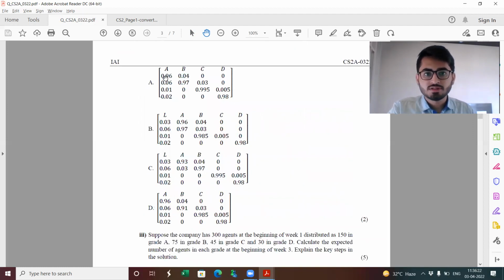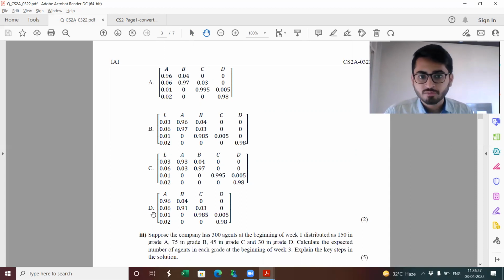Let's take a look. In the second row, 0.06 plus 0.97 is more than 1. Option A cannot be correct. Let's take a look at option B, 0.03 plus 0.96 plus 0.04, more than 1. I'm not even looking at the states right now, whether we need 4 states, 5 states, forget that. All we want is the necessary condition that all rows must add up to 1. B is also incorrect. If I take a look at C, in the second row, 0.06 plus 0.03 plus 0.97, again this is more than 1. So automatically I'm left with D only, and D is the correct choice.